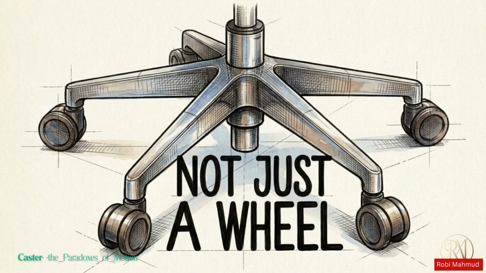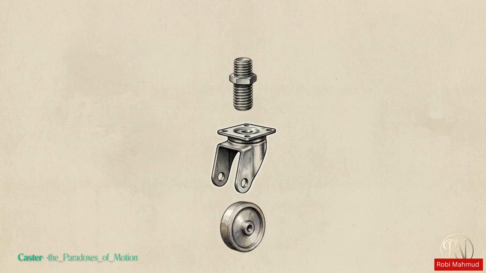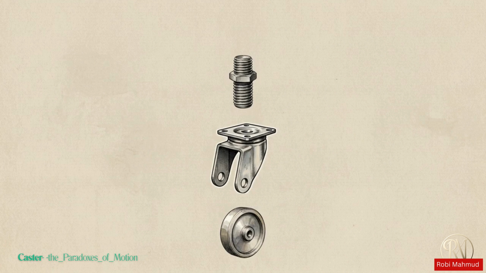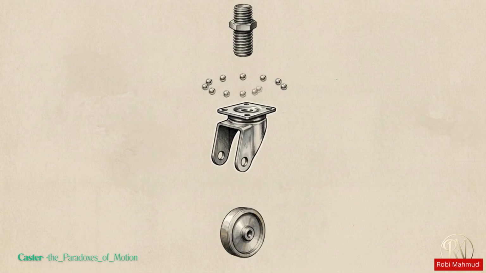as wheels. Technically, the wheel is only one component in this assembly, the caster. To move a load, the wheel must be integrated with a mounting stem to connect to the furniture, a fork to hold the axle, and internal bearings to facilitate the swivel motion.